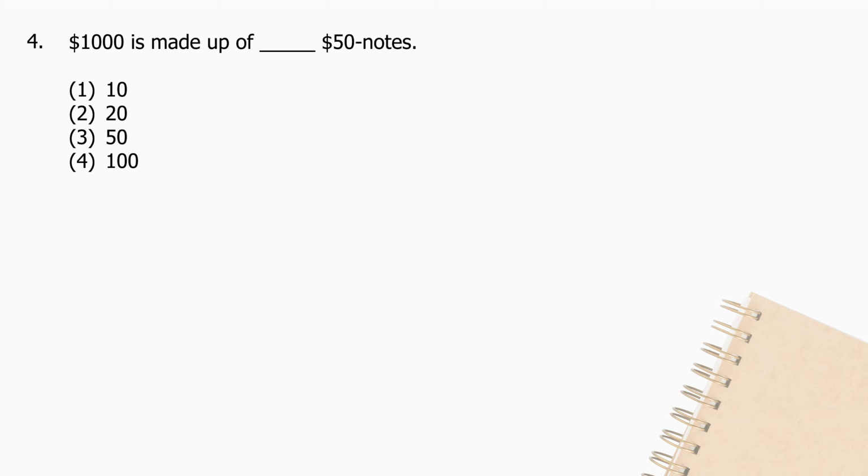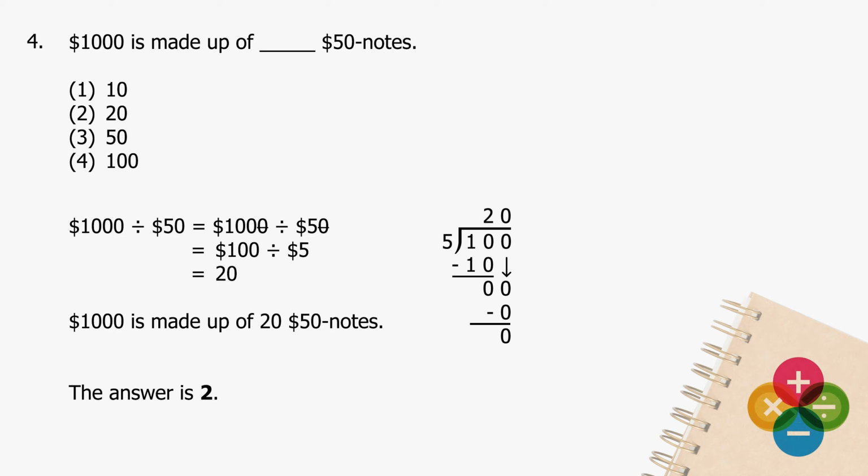Question 4. $1,000 is made up of missing number, $50 notes. We can simplify the $1,000 and $50 to the simplest form by cancelling away the last zero from $1,000 and $50. Divide $1,000 by $50 will be equal to divide $100 by $5, and the quotient is 20. $1,000 is made up of 20 $50 notes. The answer is 2.